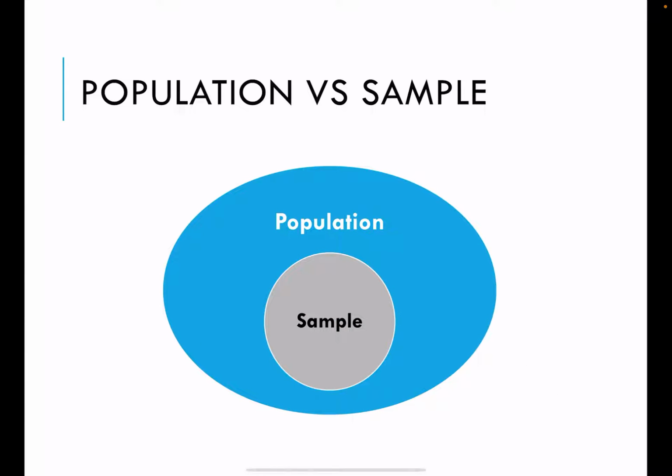This is a visualization to help you understand the relationship. The population is the group that we're interested in and is always big. A sample, on the other hand, is a subset of the group, or part of the population, and is small so that we can study it.